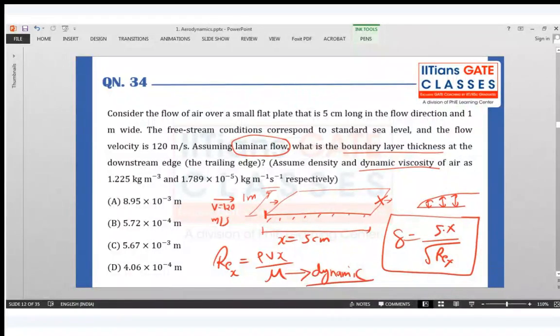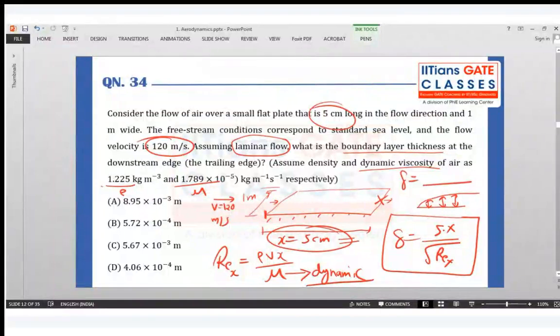So this is your dynamic viscosity. Now you can substitute the density, this is dynamic viscosity, and velocity is 120 meter per second. X is your 5 centimeter. This you have to convert into meter. Please keep that in mind. Once you complete it, then substitute back into the density. Can somebody tell me what is the value of boundary layer thickness here?